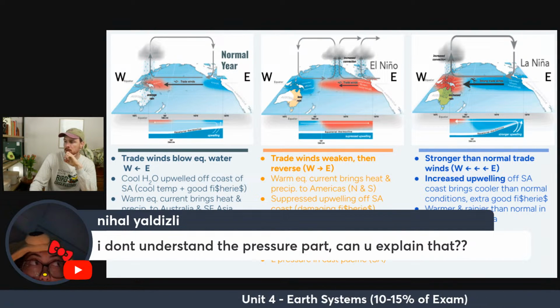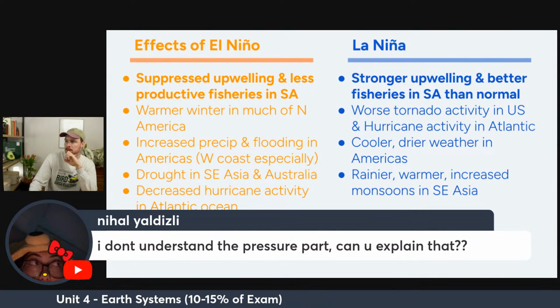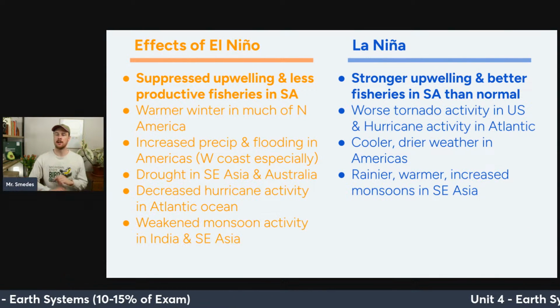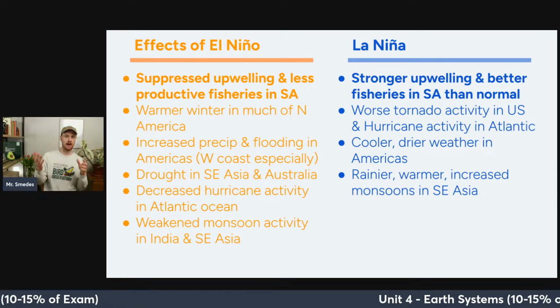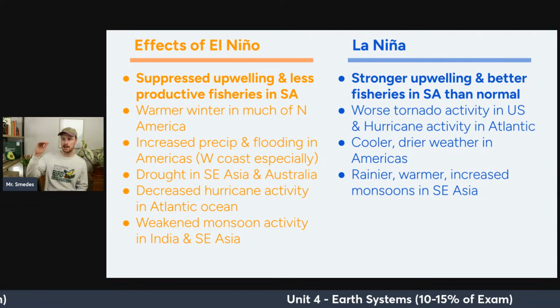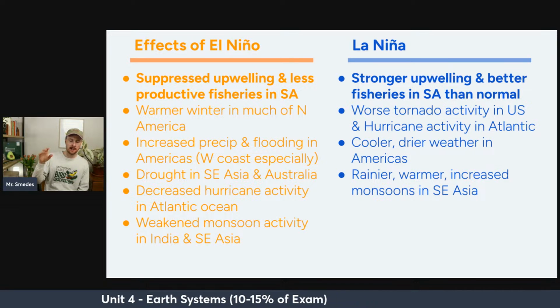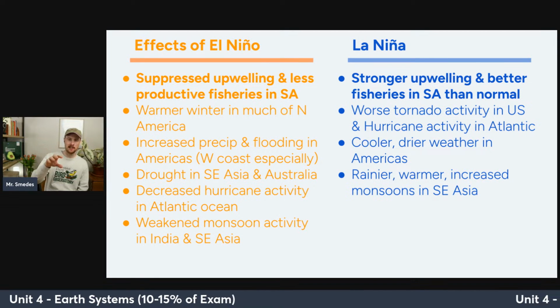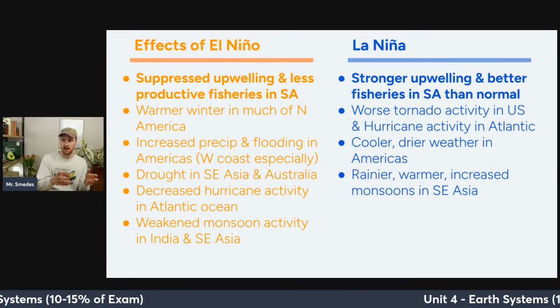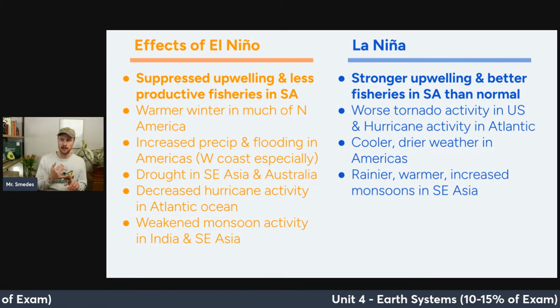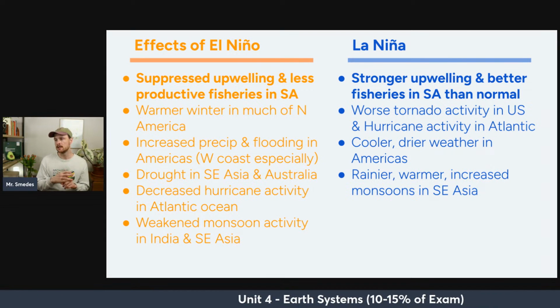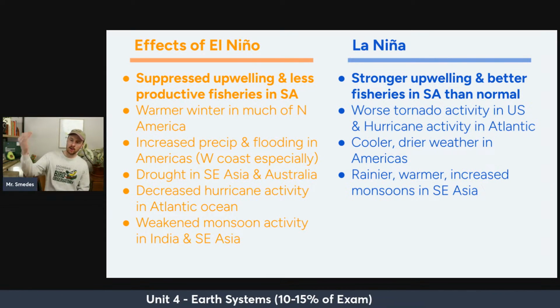So that is El Nino and La Nina. Okay. Just a little summary here again of how you might see it pop up on the exam. The reason I have suppressed upwelling in bold is because they often connect El Nino and La Nina to the human outcomes or the economic outcomes, right? The suppressed upwelling, the less productive fisheries. You have all these knock-on effects here.